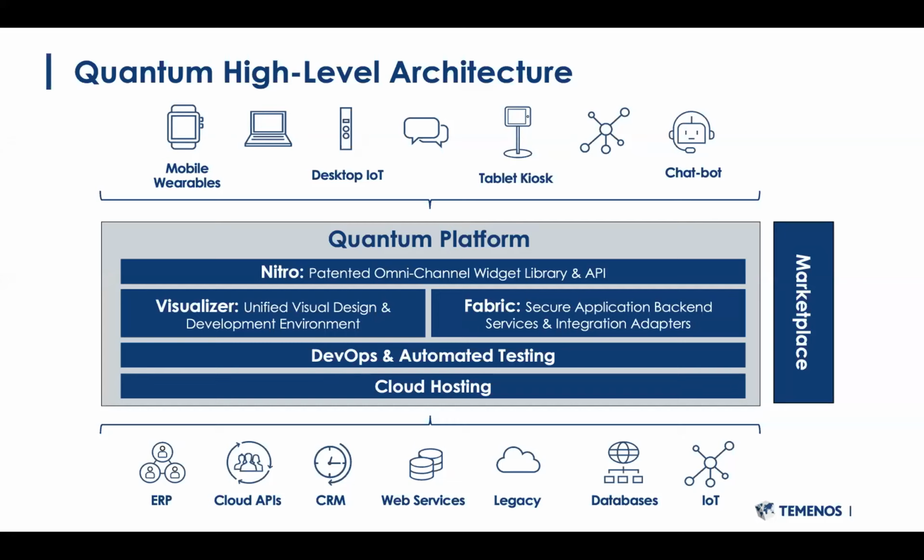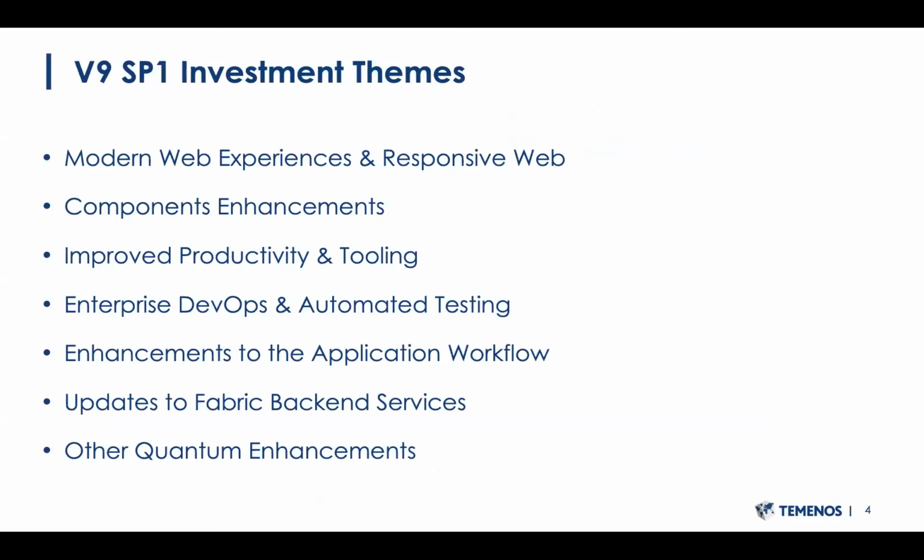So there's quite a few updates in there as well. We won't be touching too much on the cloud hosting piece, but we do obviously offer this as a cloud managed service across different cloud providers and on-prem. But this gives you a quick overview of what's inside the Quantum platform that we're covering today. We launched our major release, version 9, back in April of this year. So what we're covering today is our first update to that, our Service Pack 1. So this is V9 Service Pack 1 that we're going to walk you through.